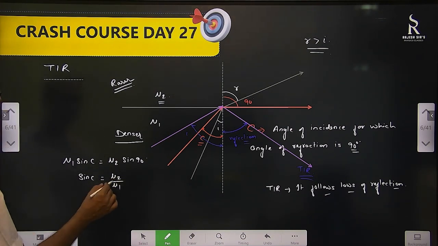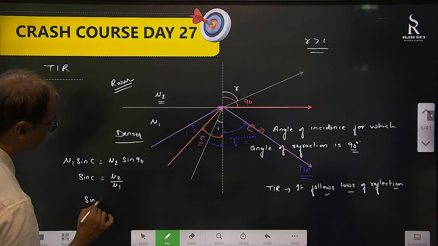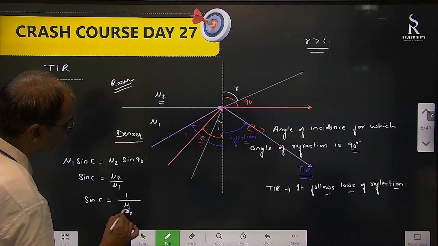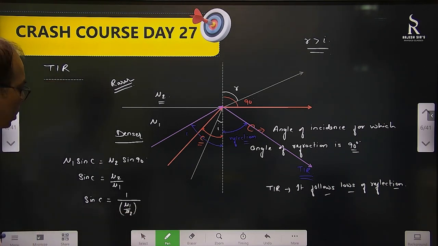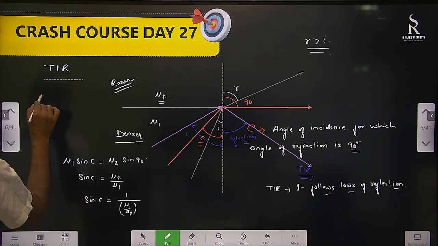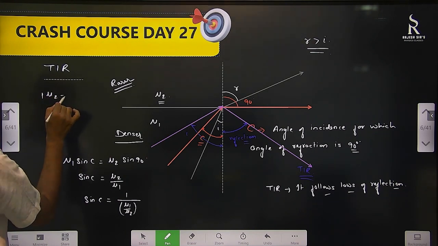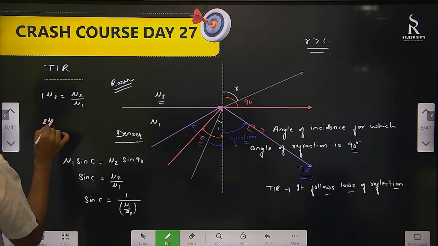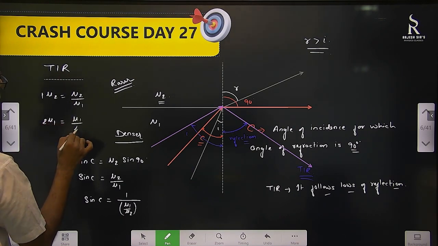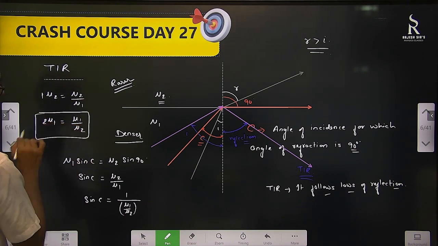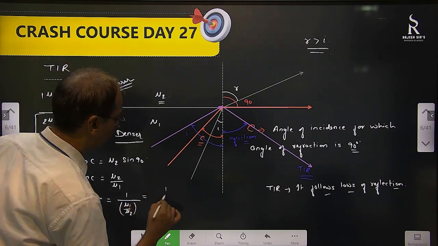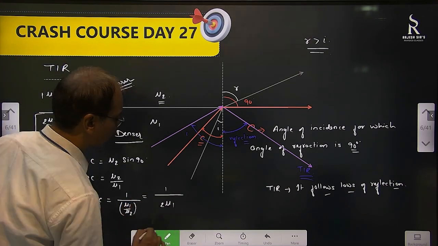Okay, sin C equals mu 2 by mu 1, or sin C equals 1 by mu 1 by mu 2. Correct? Now, how we used to write, let's say, 1 mu 2? 1 mu 2 we used to write mu 2 by mu 1. Then 2 mu 1, how to write? Mu 1 by mu 2. So here it is mu 1 by mu 2. So what we will write? 1 by 2 mu 1.